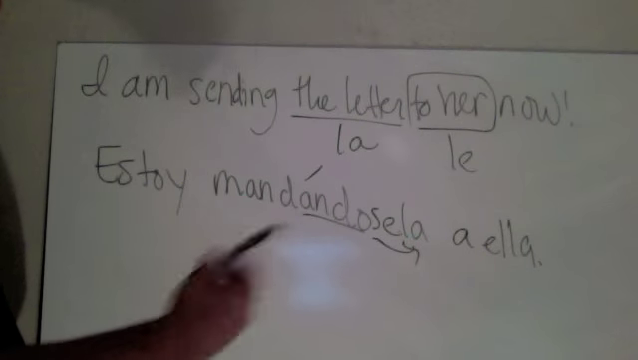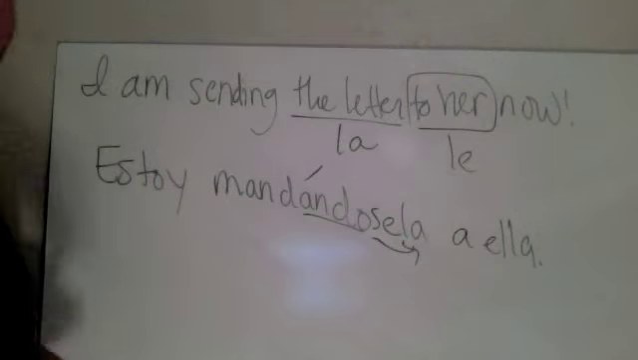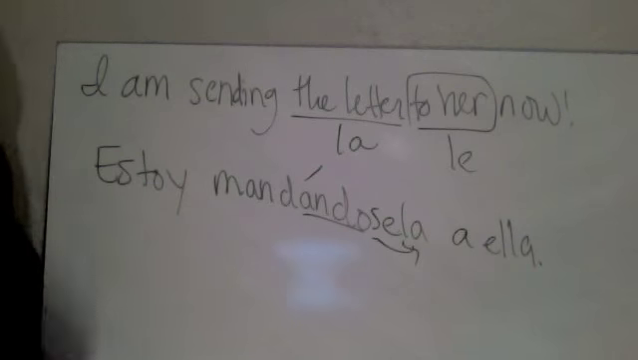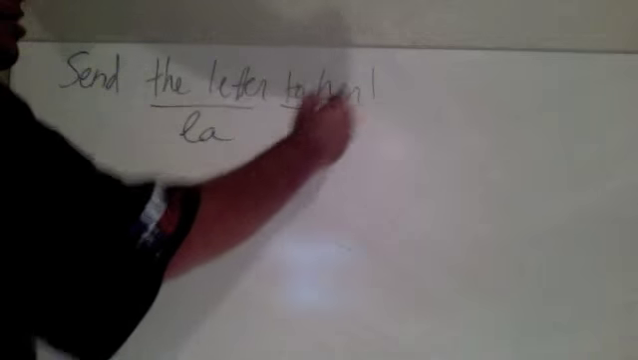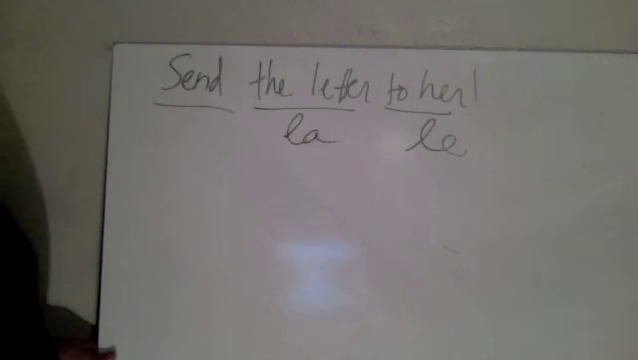If you already know who this is referring to, you don't need to clarify again. Here we have a very similar sentence. However, now it's a command. Send a letter to her. What's our direct object? The letter. La carta. We're going to use la. To whom? To her. That's our indirect object. Le. We're going to use usted commands, assuming that's all you know at this point.